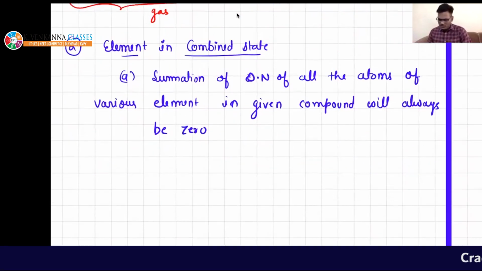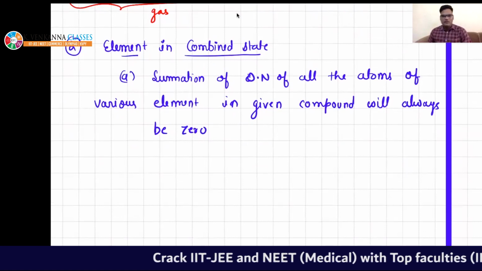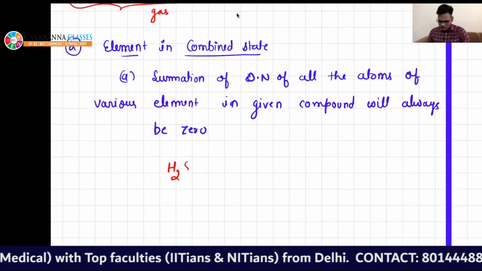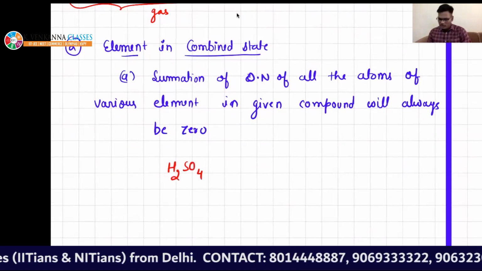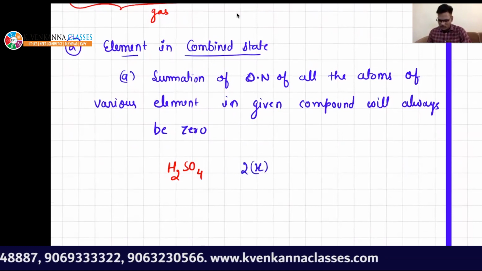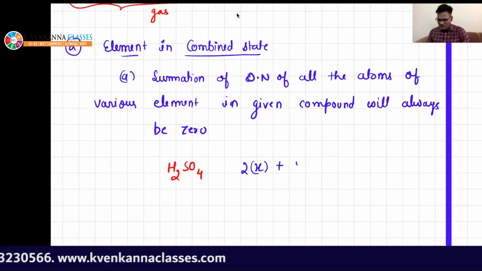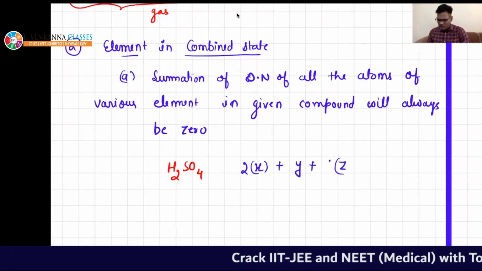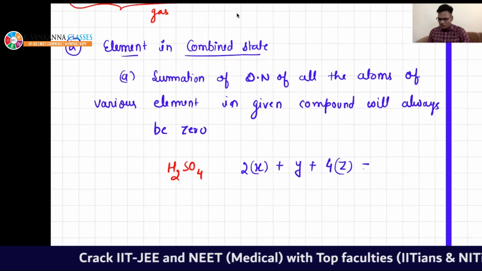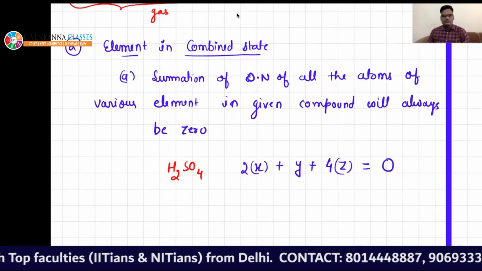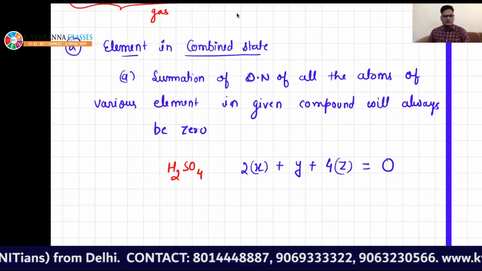So if some compound is given, for example, any compound of your choice, let's say H2SO4, beta. Let's say the oxidation number of hydrogen is X, and there are 2 hydrogens. Then the oxidation number of sulfur is Y. Then the oxidation number of oxygen is Z, and there are 4 oxygens. So if you add all of them, the answer will be 0. Is this okay, beta?